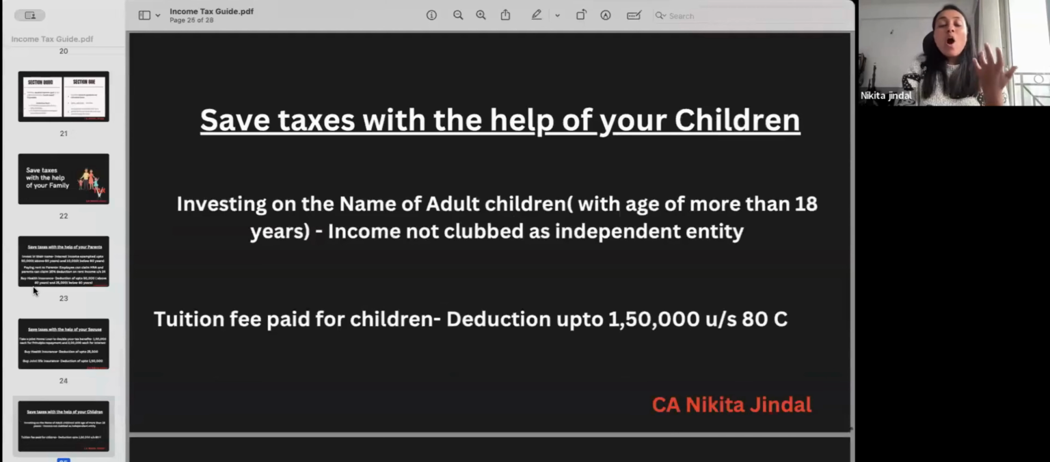And how your children can help you in savings: you can invest in their name, and obviously tuition fees paid, you can also claim as deduction under section 80C up to rupees 1,50,000.